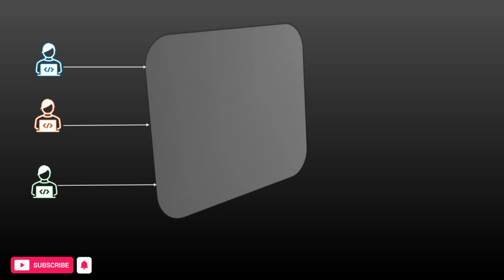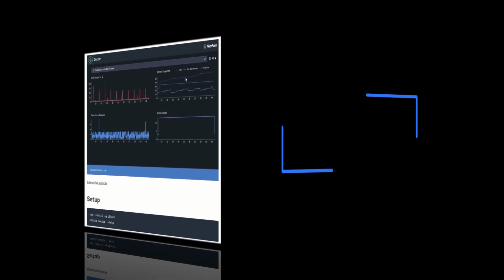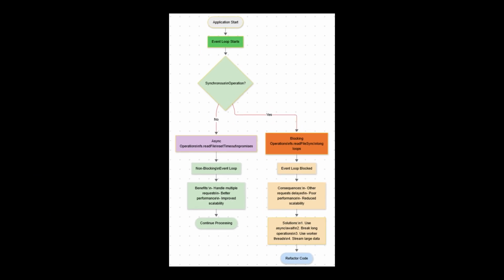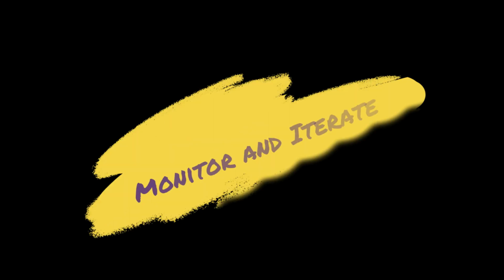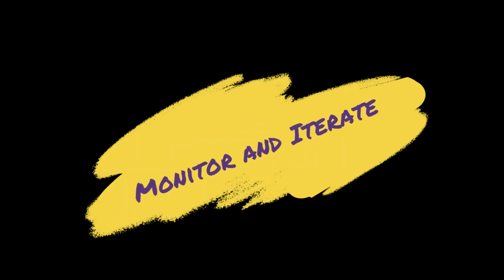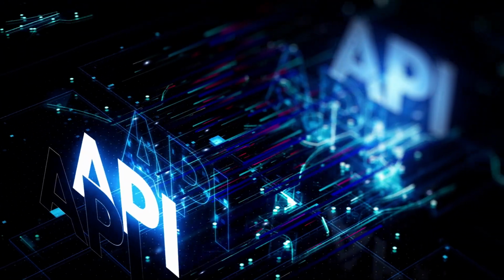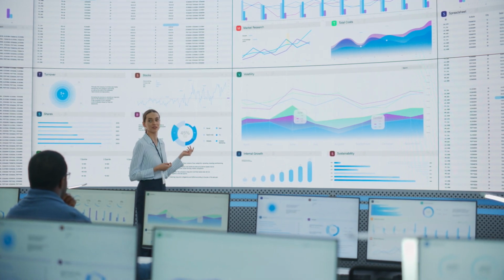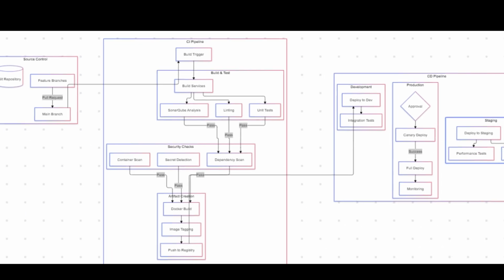High event loop latency can slow down your API. Use tools like Clinic to measure and optimize latency. Avoid long-running tasks on the event loop by offloading them to worker threads or using setImmediate and process.nextTick to break up tasks. Finally, monitor and iterate. After implementing these optimizations, keep an eye on your API's performance. Use monitoring tools to track improvements and identify new bottlenecks. Continuously optimize and deploy changes using a CI/CD pipeline.